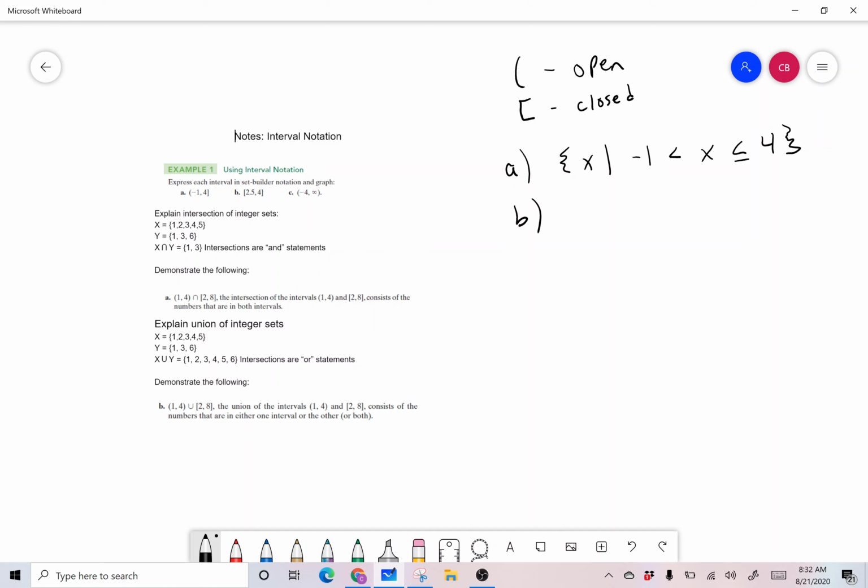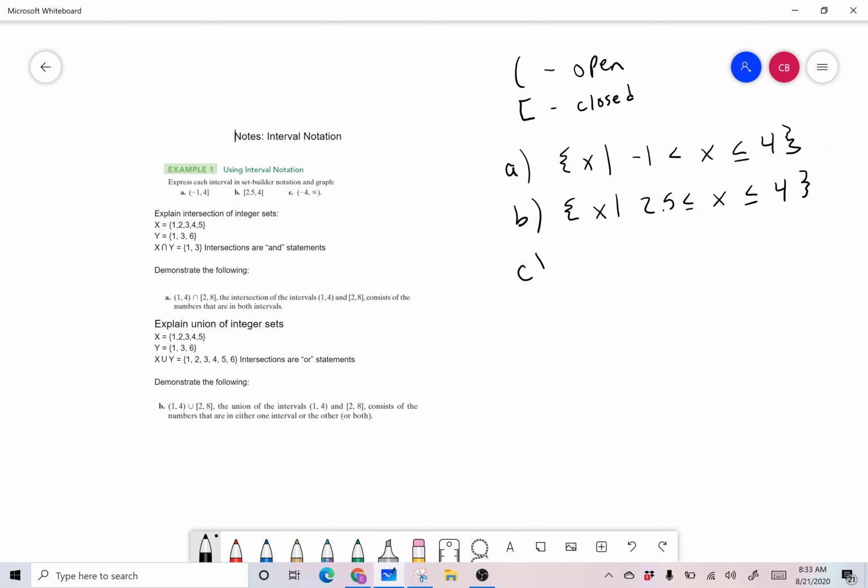We're going to do this again. We have the set such that x such that 2.5 is less than or equal to x, which is less than or equal to 4. Sorry, that bracket's ugly. My right ones are always wrong.